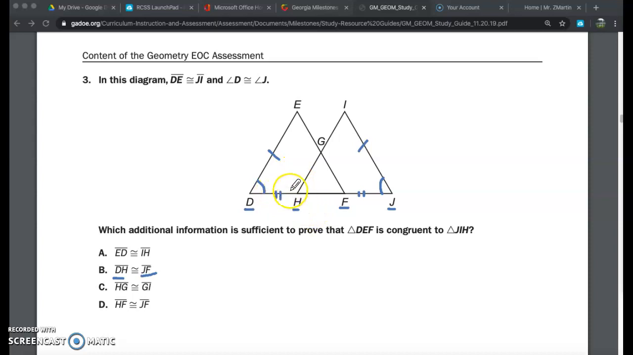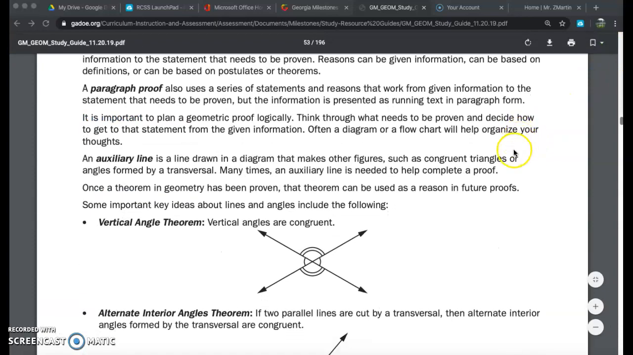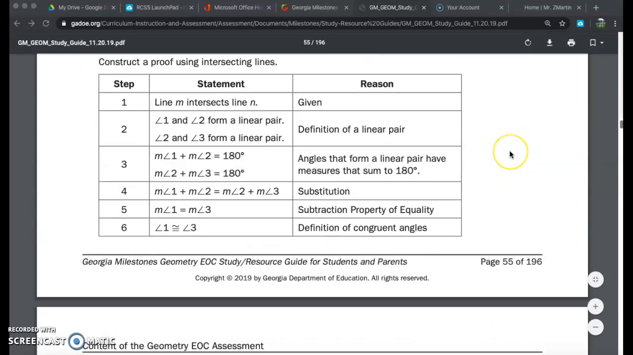But if we know that DH right here is congruent to JF, we already know HF is congruent to itself, then we know this full segment JH is congruent to DF. So actually, sneakily, they snuck that one in there on us. The answer to that one would be B. Let's see if there's another one in here that we can knock out real quickly. My time's going to be up. I think we've got another proof here.